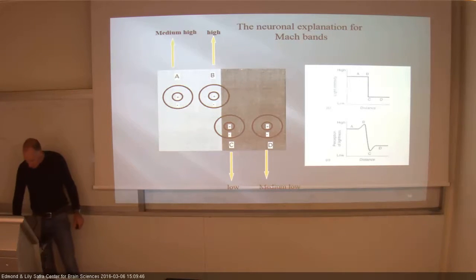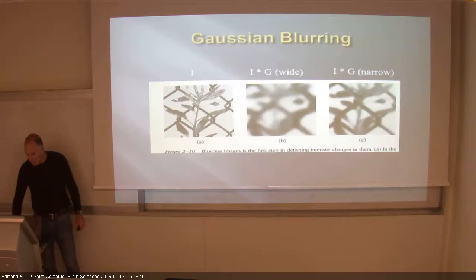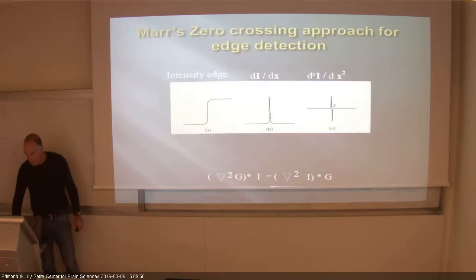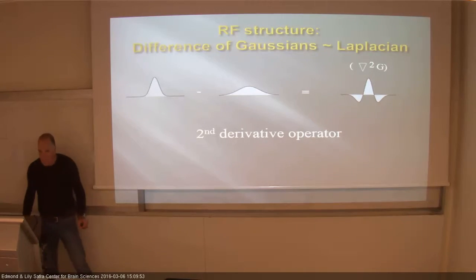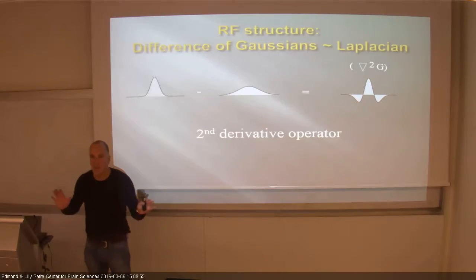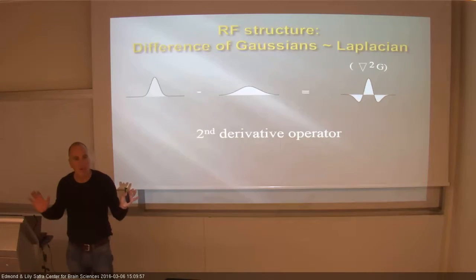Second point is, remember going back to Marr and the zero crossings. Okay, so I've made a few points here. How many of you are from a background of physics?